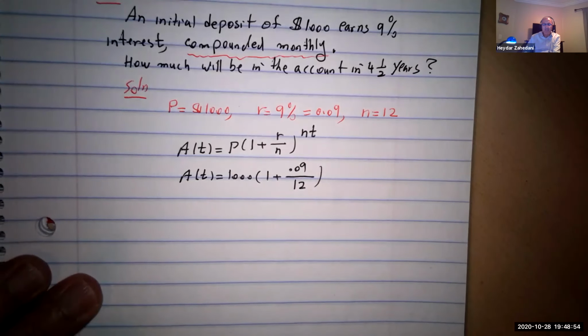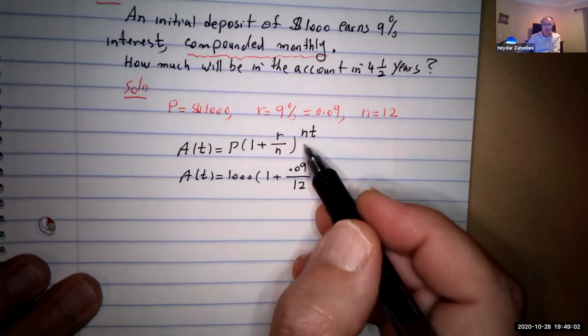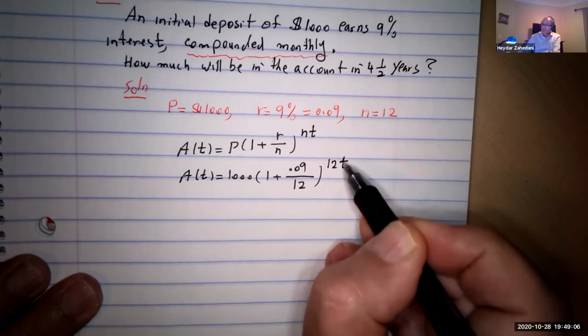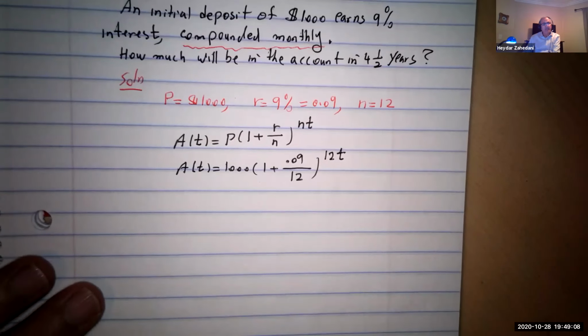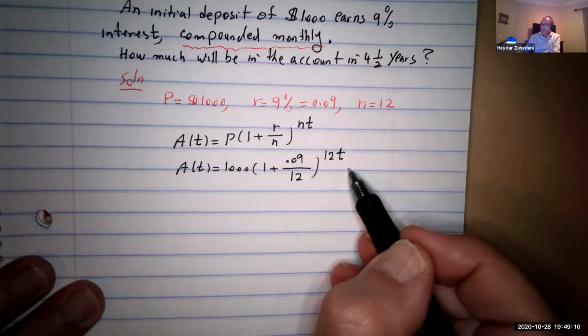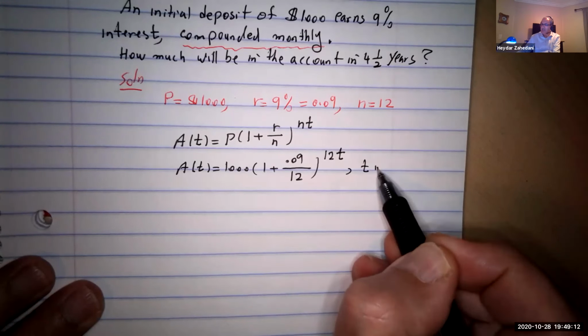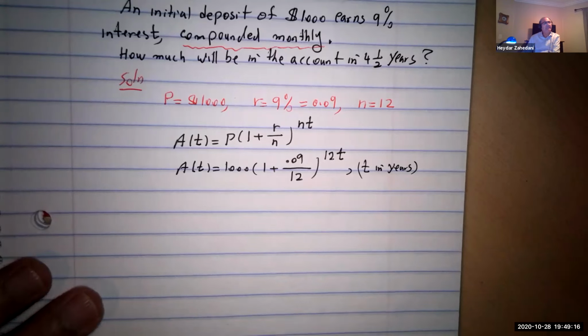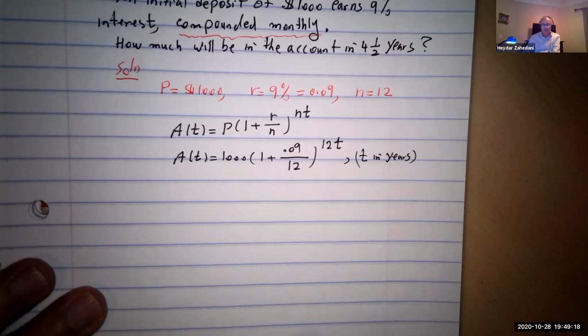Okay, and this is it. And it's raised to n times t. Your n is 12, so 12t. So that would be the model. And t is in years in the formula. This is going to be your calculator, your model.